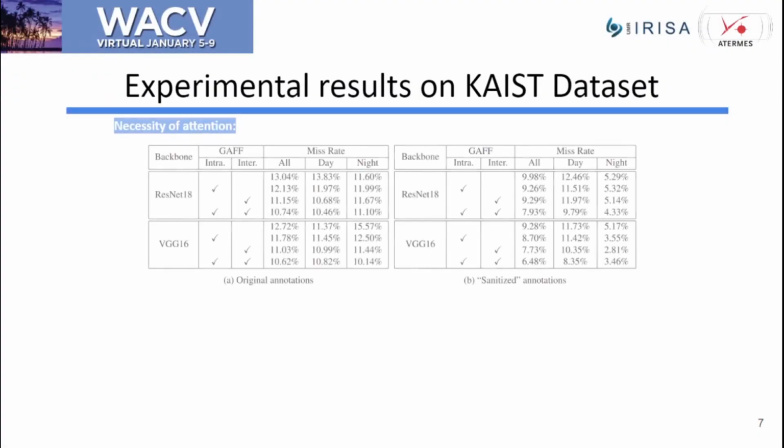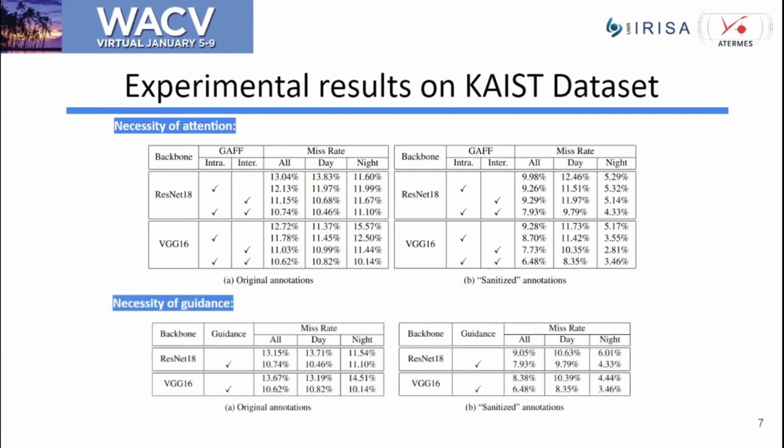Here we show some experimental results on the CAST multispectral pedestrian detection dataset. For different backbone networks or annotation settings, both intra- and inter-modality attention modules consistently improve the baseline detection accuracy, and their combination leads to the best detection under all experimental settings. We also prove the necessity of guidance by introducing a reference experiment where guidance is removed, which leads to serious degradation of performance.